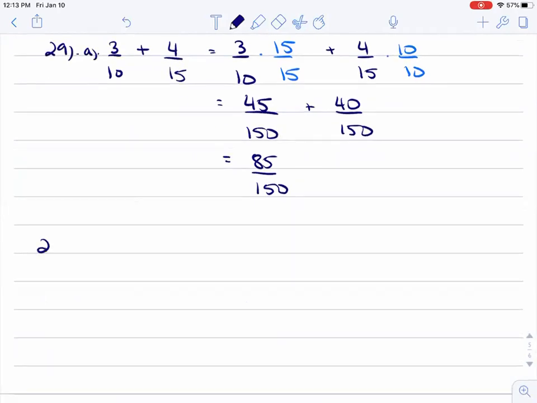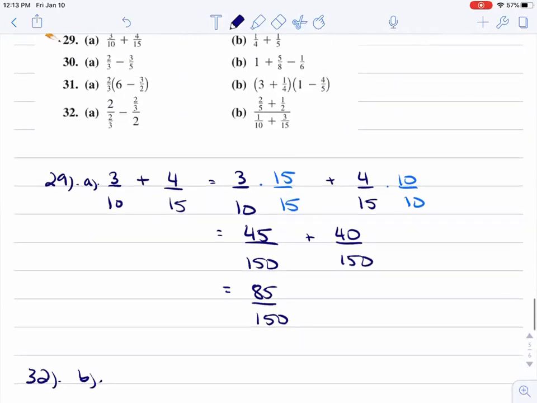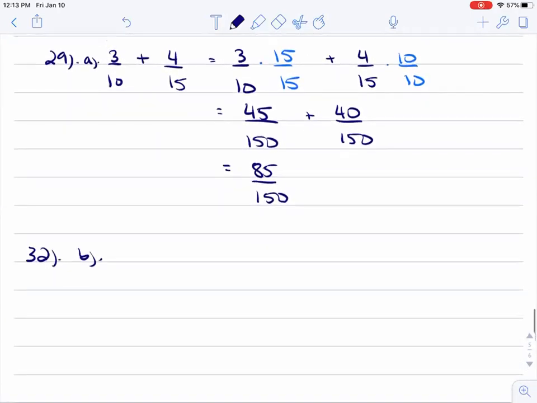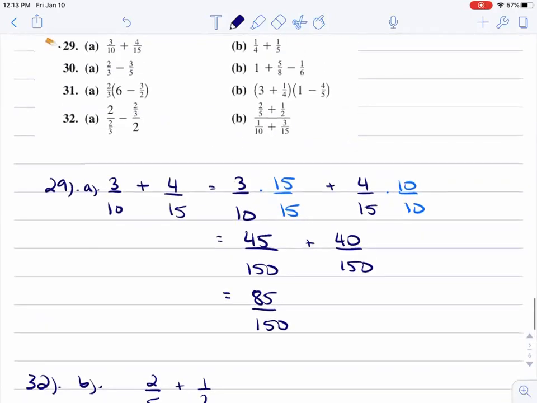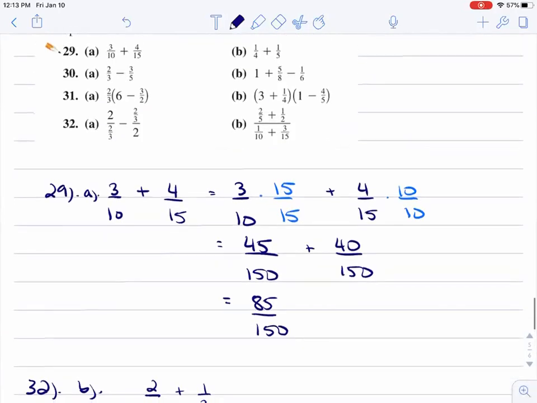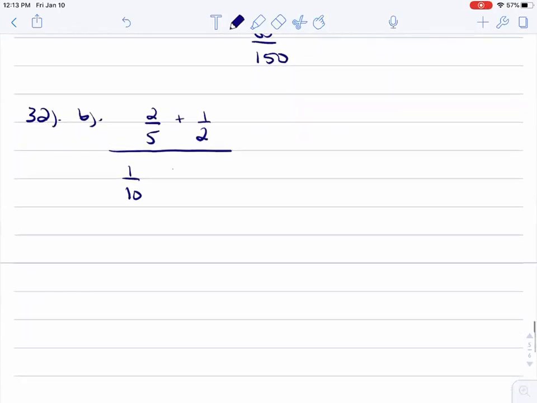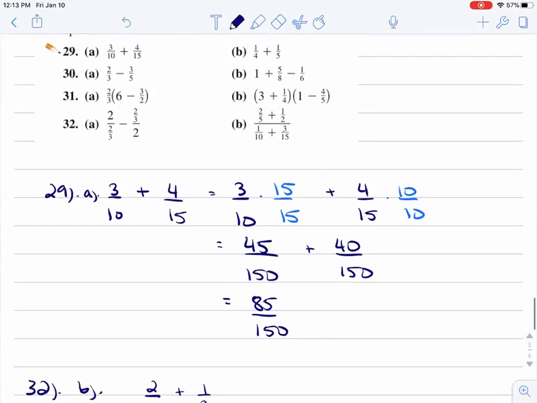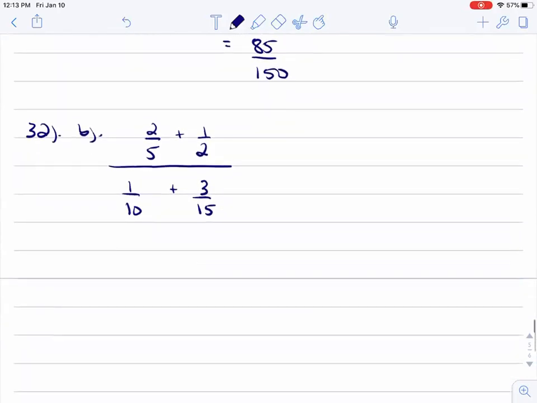Let's do 32B. It says 2 over 5 plus 1/2, all over 1 over 10 plus 3 over 15. I'll give you guys some time to work through that.